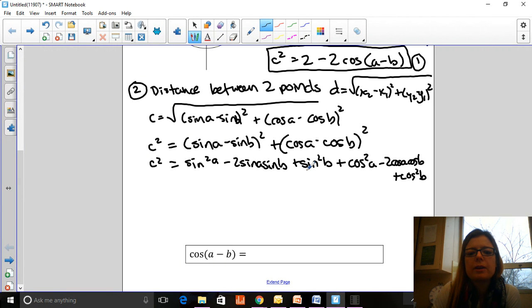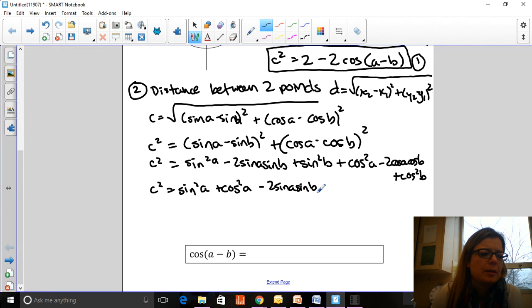Okay, so all I did from here to here was FOIL. I just FOILed it out. Now I'm going to just move stuff around to make it next to other stuff. So I'm going to put sine squared A and cos squared A next to each other. So sine squared A plus cos squared A, and then minus 2 sine A sine B minus 2 cos A cos B plus sine squared B plus cos squared B. So all I did between these two lines was just move stuff around.